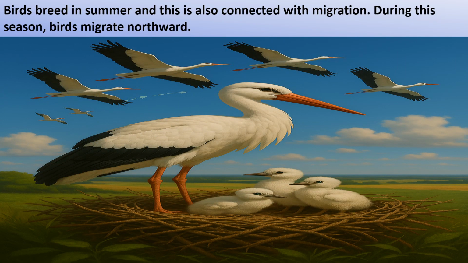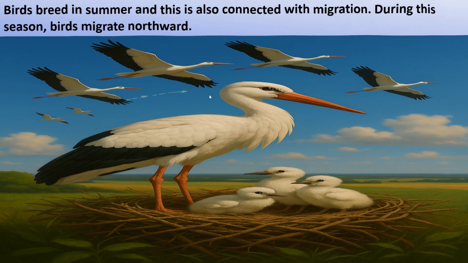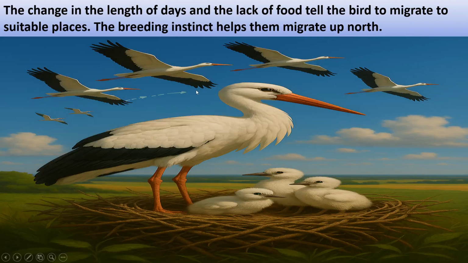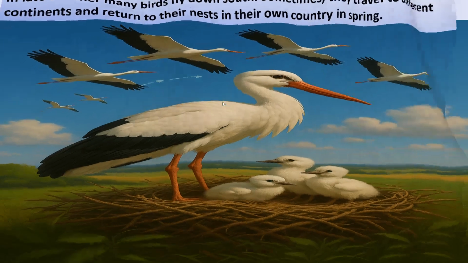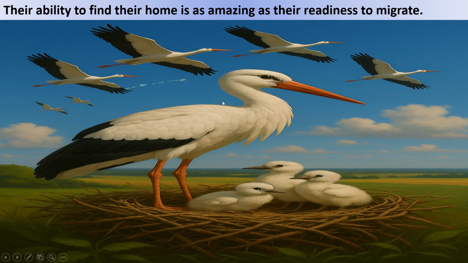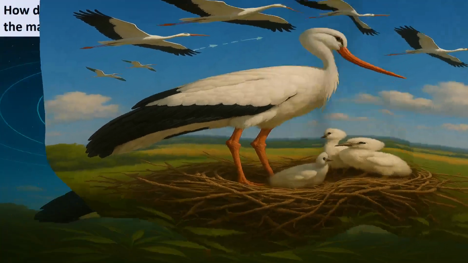Birds breed in summer and it is also connected with migration. During this season, birds migrate northward. Change in the length of days and the lack of food tell the bird to migrate to suitable places. The breeding instinct helps them migrate up north. In late summer, many birds fly down south. Sometimes they travel to different continents and return to their nest in their own country in spring. Their ability to find their home is as amazing as their readiness to migrate.